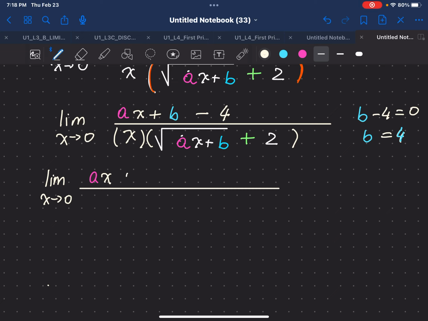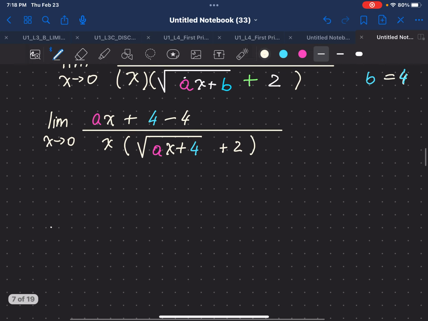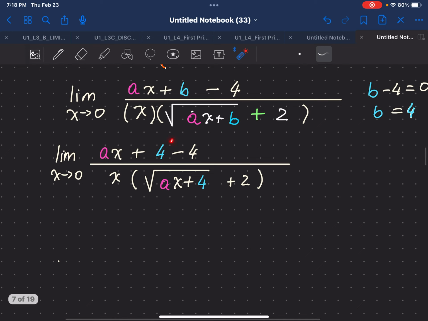And then we have plus, the b value is 4, and then take away 4. And down in the denominator, we have the x. We have this square root of ax plus b. And the b value we said is equal to 4, so let's make it 4, why not? And then we have plus 2, close the brackets. So notice how, because the b value is equal to 4, this became 0.